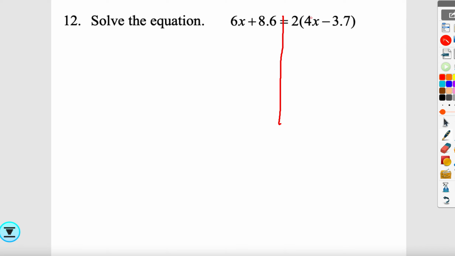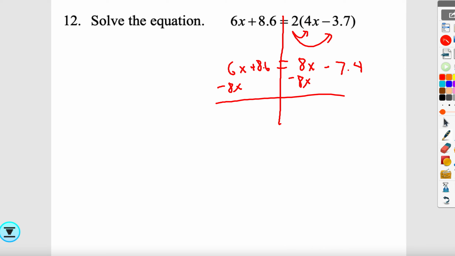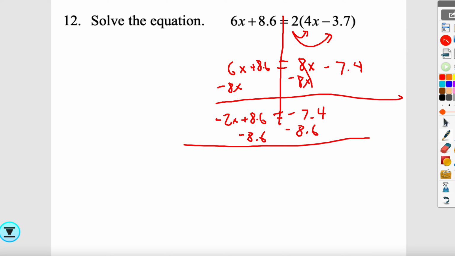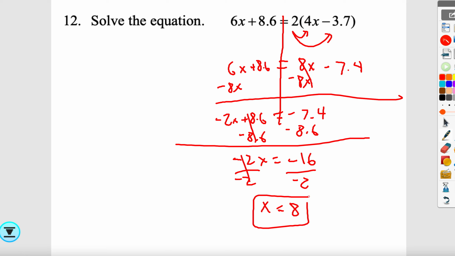Same thing here, but now we have more steps. We have to distribute this 2 here. So then we get 8x minus 7.4, bring down 6x plus 8.6. Subtract 8x on both sides. We get negative 2x plus 8.6 equals negative 7.4. Subtract 8.6 on both sides. So I get negative 2x equals negative 16. Divide by negative 2, and then we get x equals positive 8. Such a beautiful answer, guys.